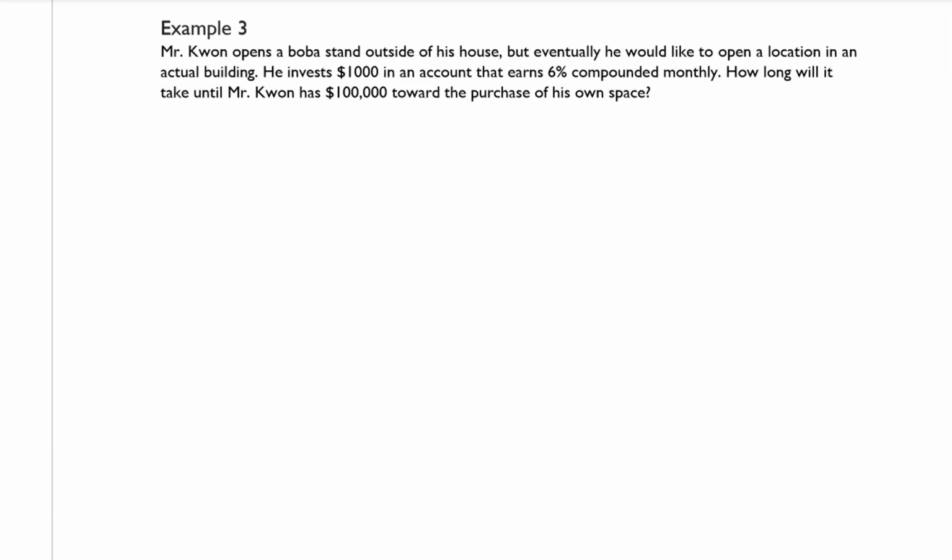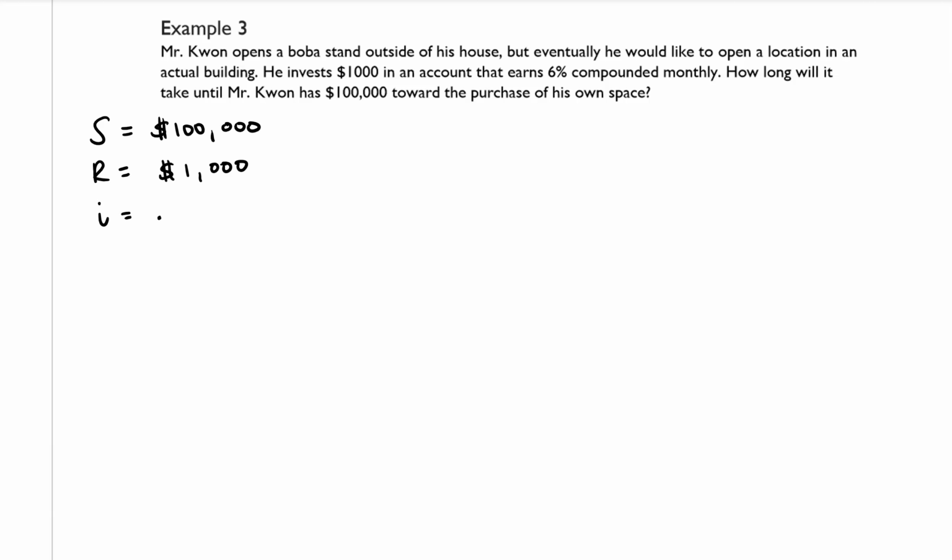So we know here that the future value of our annuity needs to be $100,000. That's the goal for my future value. That's what I'm looking ahead to try and achieve. And I know that my regular payments are going to be in the amount of $1,000. And my annual interest rate is 6%, but it's compounded monthly.